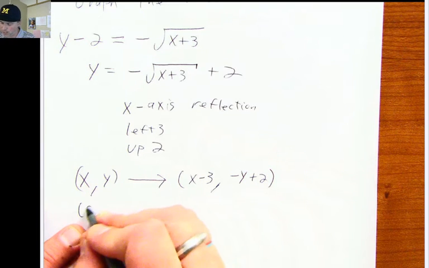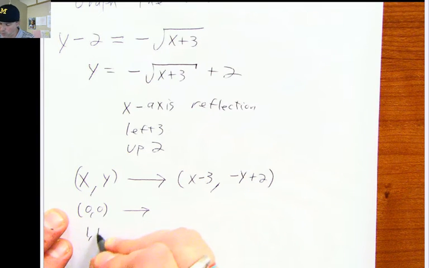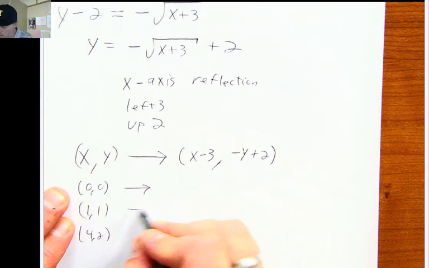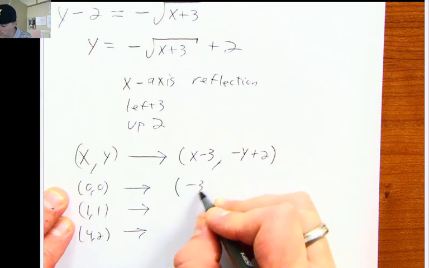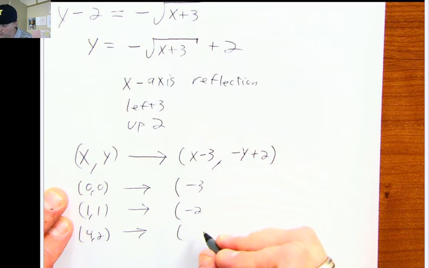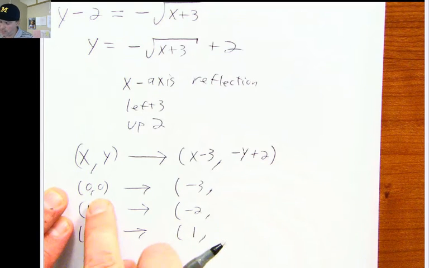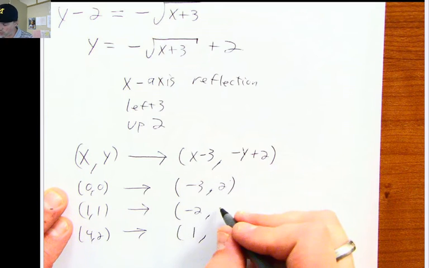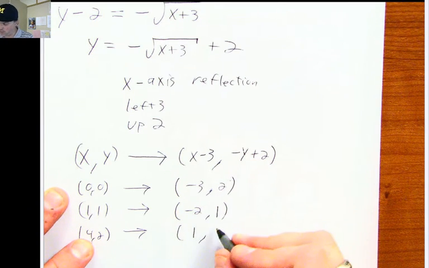So my 3 key points, 0, 0, 1, 1, and 4, 2. I tend to do this one coordinate at a time. 0 minus 3 is negative 3, 1 minus 3 is negative 2, 4 minus 3 is 1. Negative 0 plus 2 is 2. Negative 1 plus 2 is 1. Negative 2 plus 2 is 0.